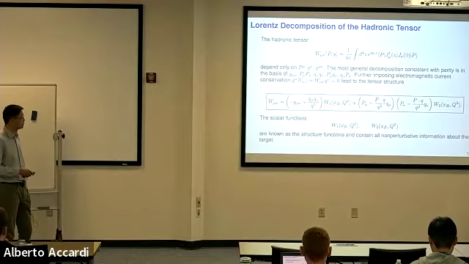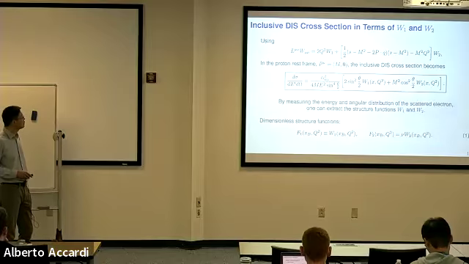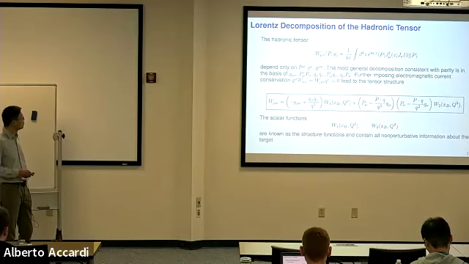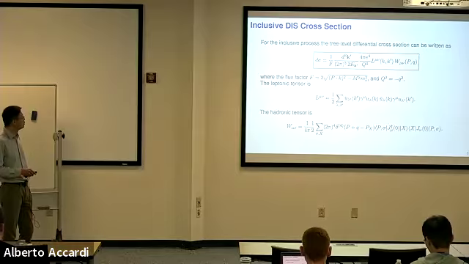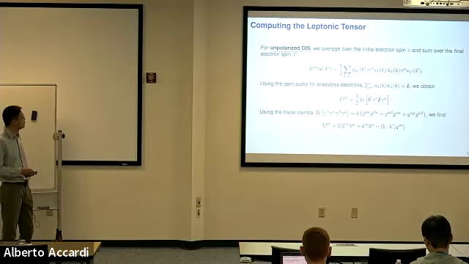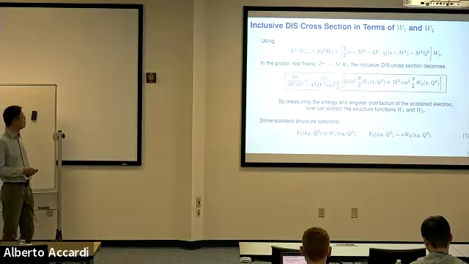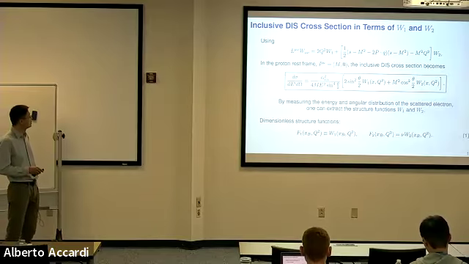You have two indices mu nu, and you just have this kind of decomposition. But this W1 and W2 are known as structure functions. They contain all the non-perturbative information. If you use this form, W mu nu, multiplied by this L mu nu, put into this form, you get the final differential cross-section for the so-called inclusive DIS.